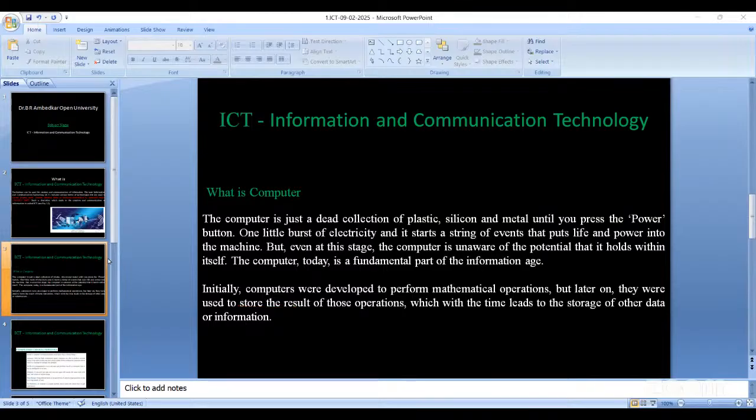Next one, the computer characteristics. What kind of nature does the computer have? That is the characteristics. A computer has speed, a computer has accuracy, and a computer has no IQ.